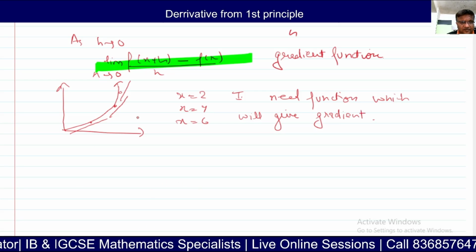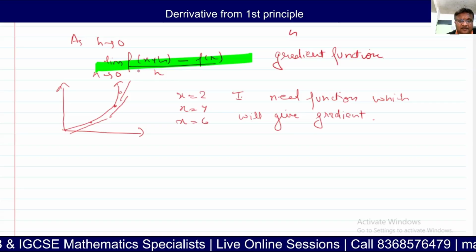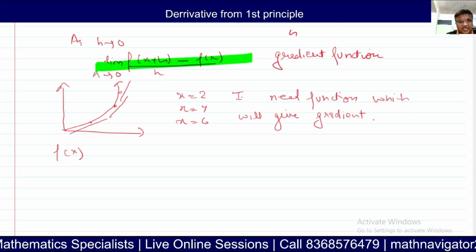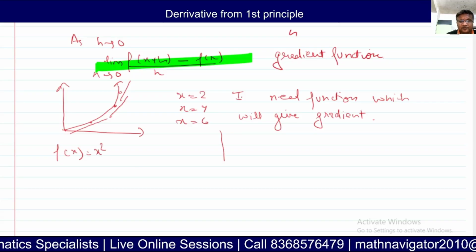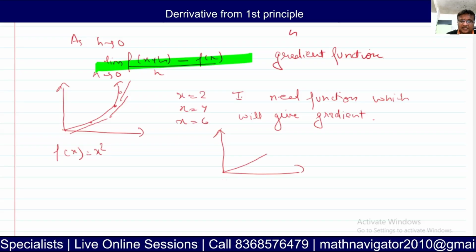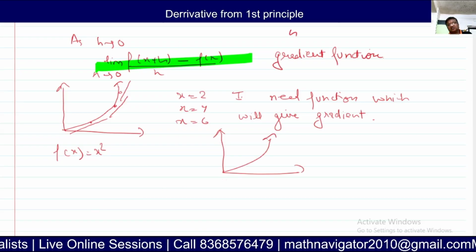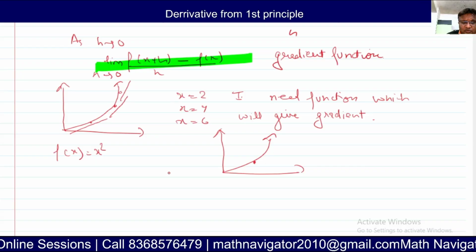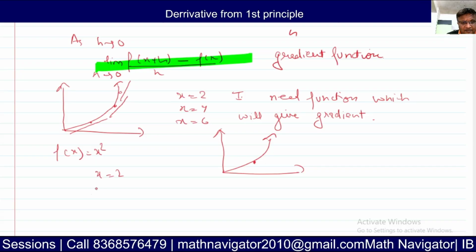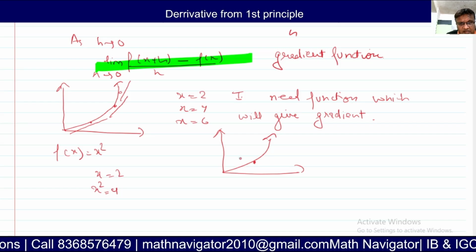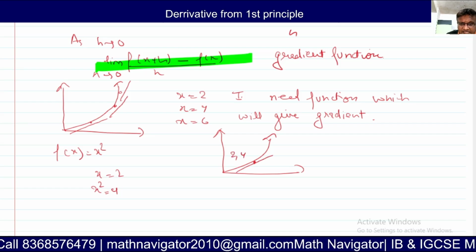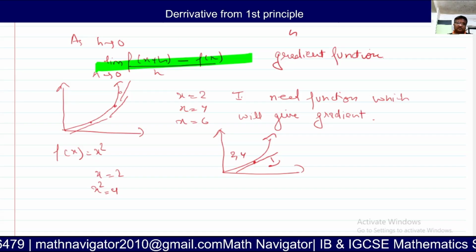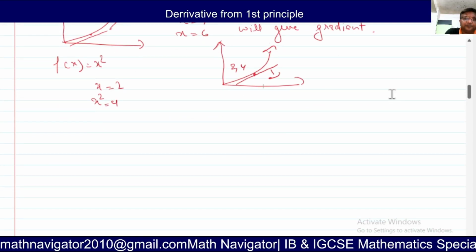That function is called the gradient function, and I find it like this. Let's say my function is x squared. This is my curve, and if I put the value of x, I'll get the value of y. So if I put x equal to 2, my y, that means x squared, is equal to 4. But at this point there will be some gradient. So how will I find the gradient at this point? This is my main target, which I'm going to achieve from here.